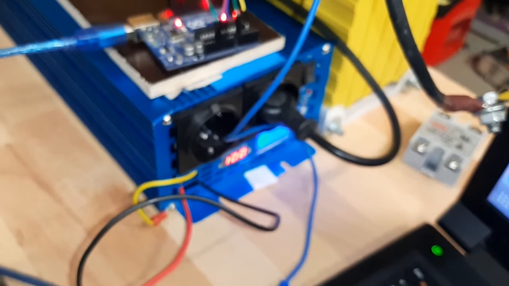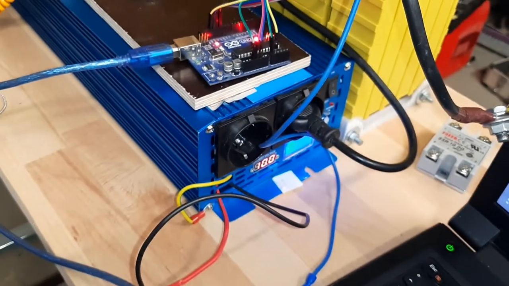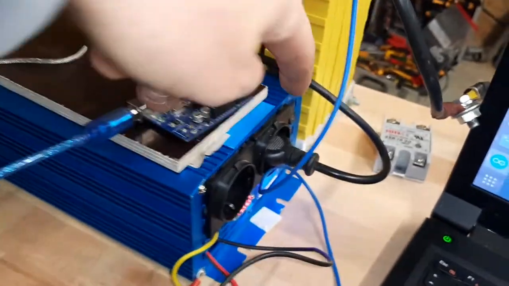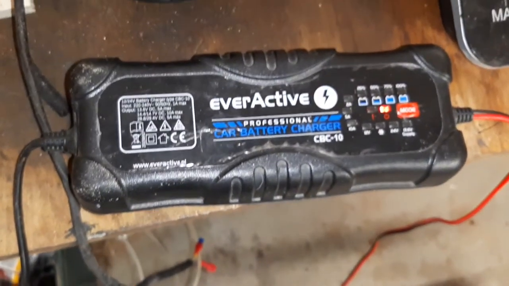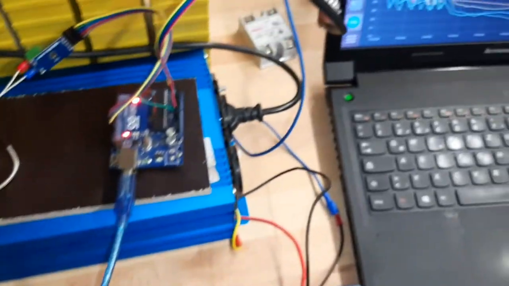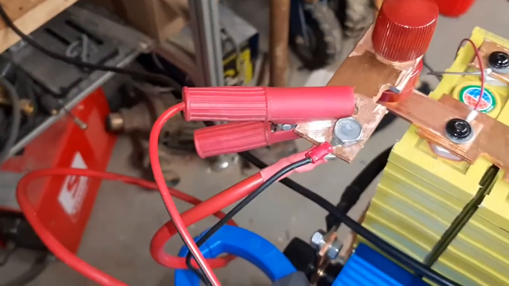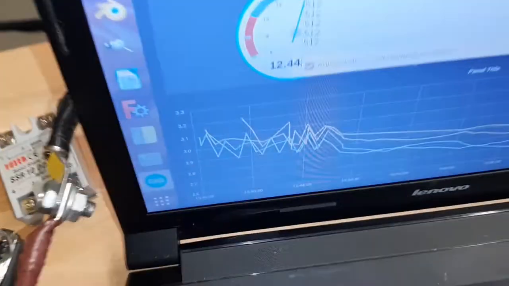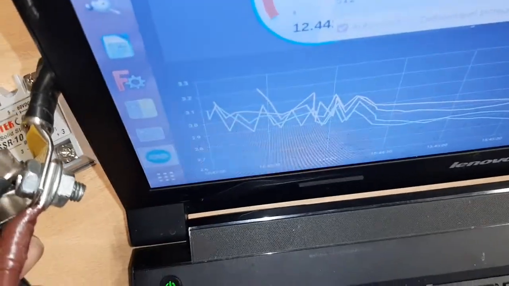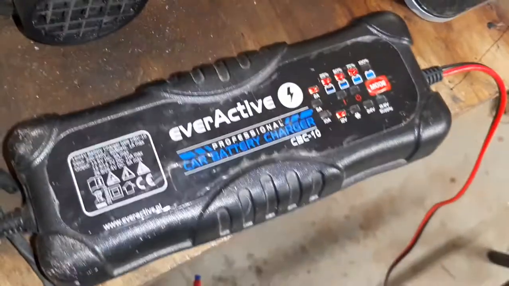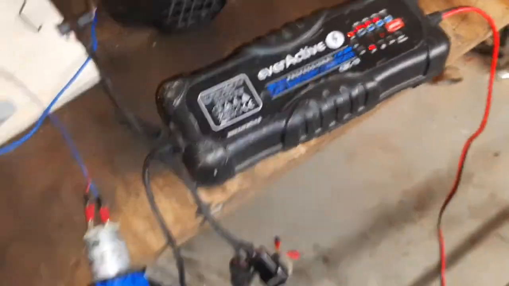Now the inverter shuts off, doesn't like it. Batteries can't keep up. Now we can test the charging right away as well. I have this cheap charger here. I'm gonna put the positive is on already. Now we're putting it on negative as well. Well, it thinks it's full. I don't think so.